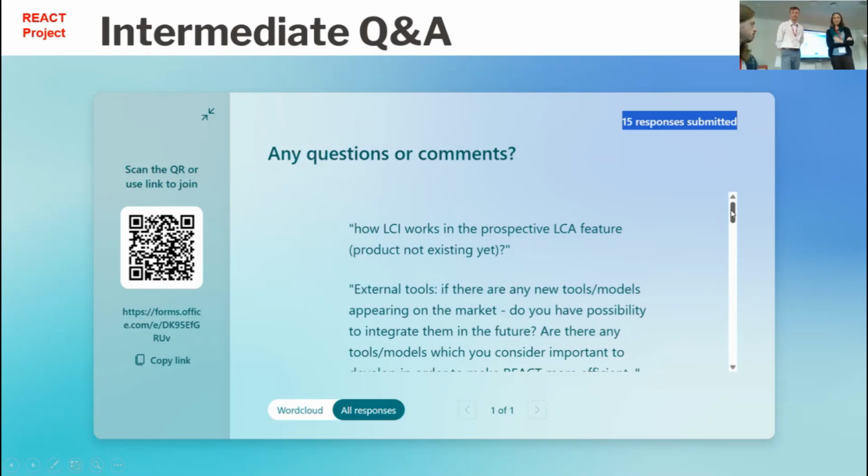Okay, and then we have one maybe last question if you want to address it. How does the LCA work for prospective? And then I'll ask maybe if someone in the audience here has also a question. And after that, we can move to actually looking into the tool.